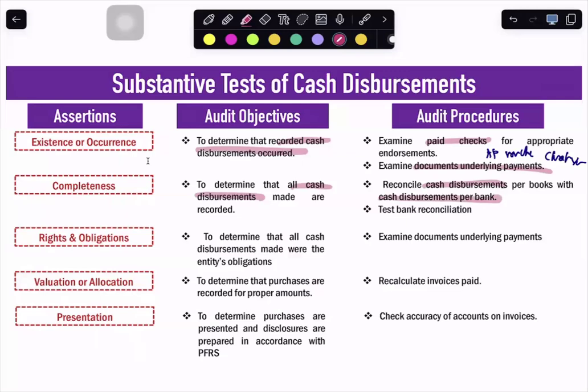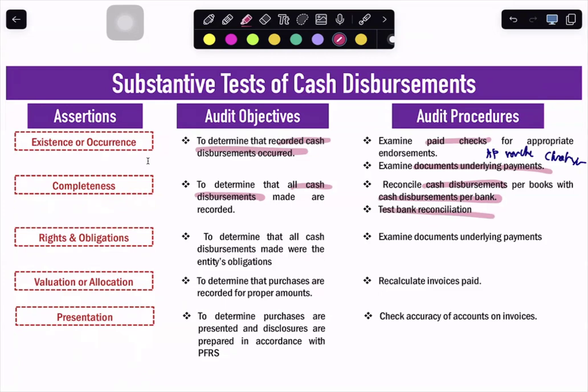And we have already discussed that earlier when we talked about your TOC. In your TOC, we said under existence or occurrence that there must be someone independent on your disbursement review. So that is as to looking at whether the cash disbursements are already recorded per bank. So another test therein is, of course, to test the bank reconciliation. So you do the reconciliation or you test the bank reconciliation.